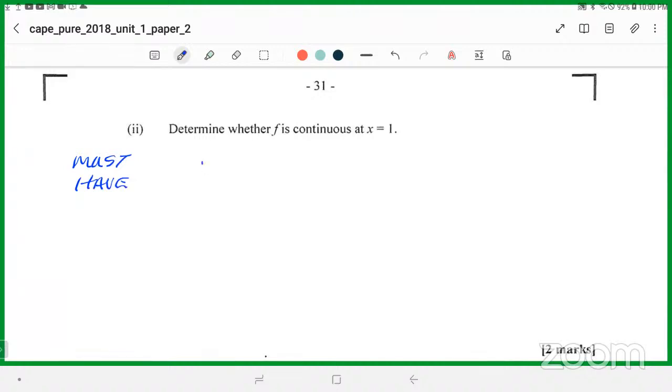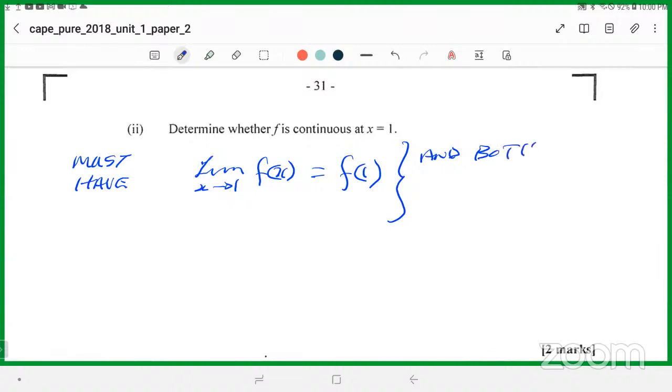The limit as x approaches 1 of f of x has to be equal to f of 1, and both must exist and must be defined. So when you take the limit as x approaches 1, it has to equal f of 1. It has to equal the same thing.